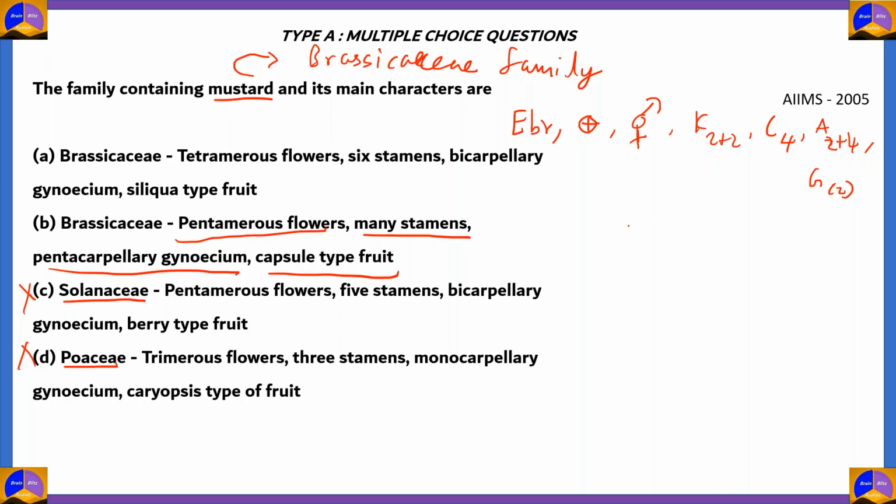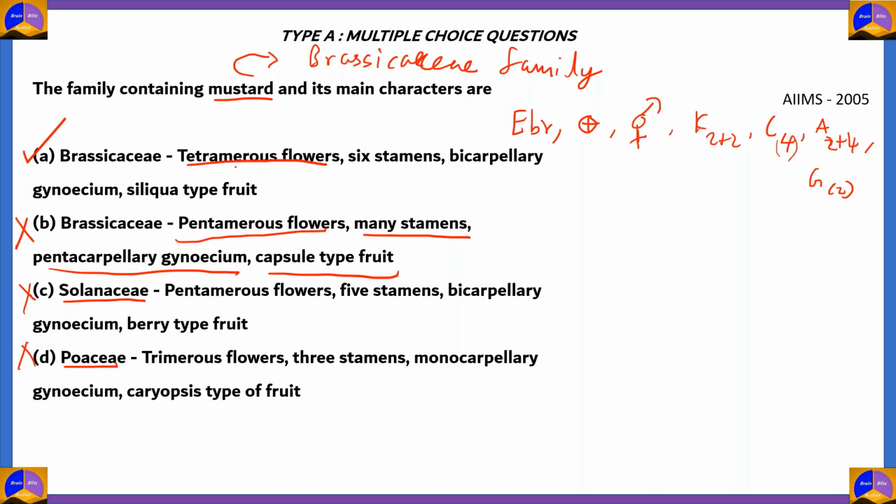However, to make this incorrection more clear, let's look at the gynoecium. So here in option B, it says that Brassicaceae has pentacarpellary gynoecium, while the actual formula for mustard, which is in the Brassicaceae family, shows that it has only a bicarpellary gynoecium. So that makes it clear that option B is incorrect. Therefore, the right answer is option A, Brassicaceae containing tetramerous flowers, which can be found out from the calyx and the corolla, which contains 4.